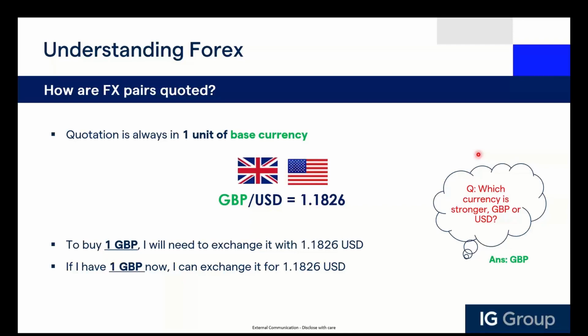So for those who said GBP, your understanding is there already. For those who said USD, just take note again, the USD is not stronger because for every £1 that you want to change, you need more USD to change for just one unit of it. So the GBP is stronger.